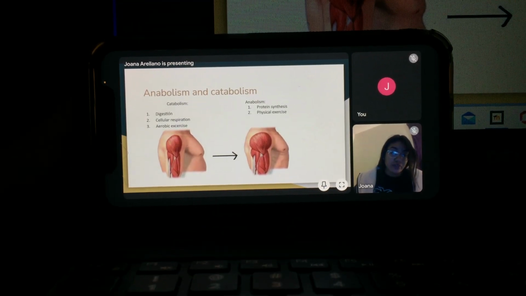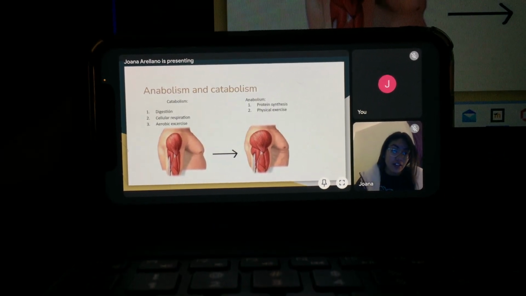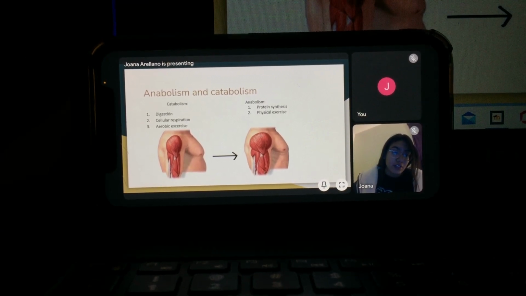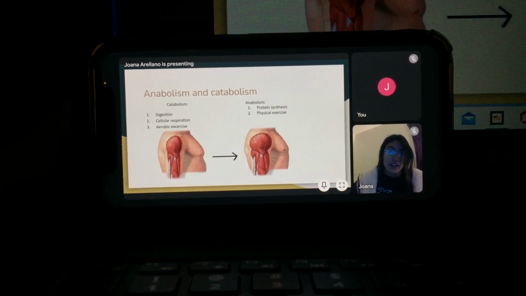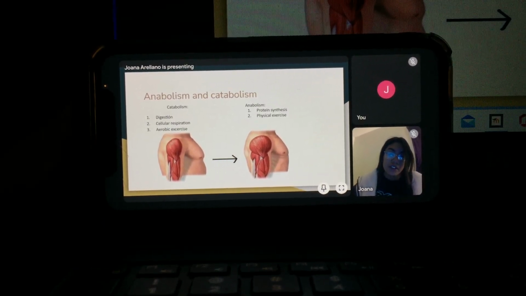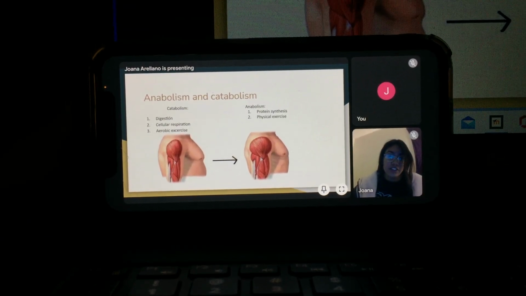Some characteristics of the catabolism are digestion, cellular respiration, and aerobic exercise, and of the anabolism are protein synthesis and physical exercise.